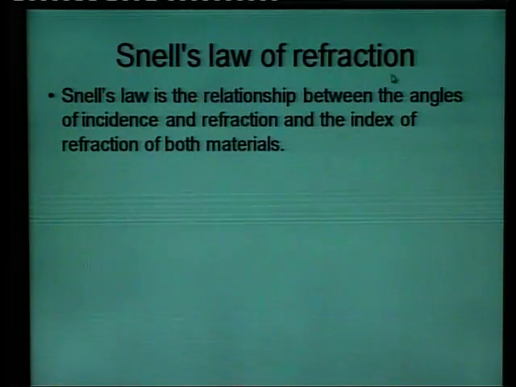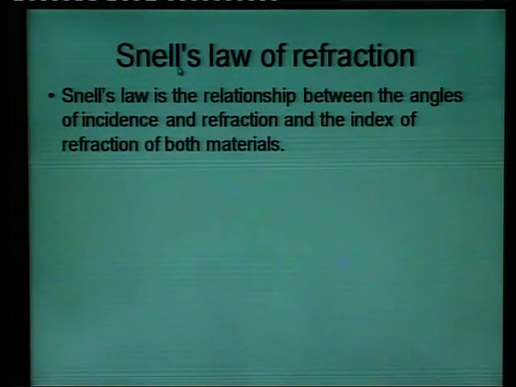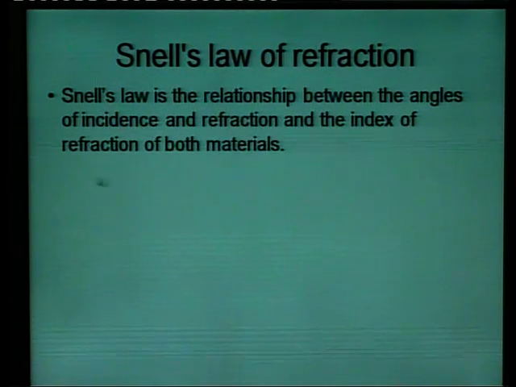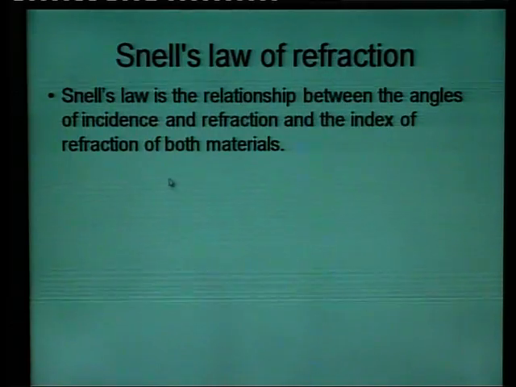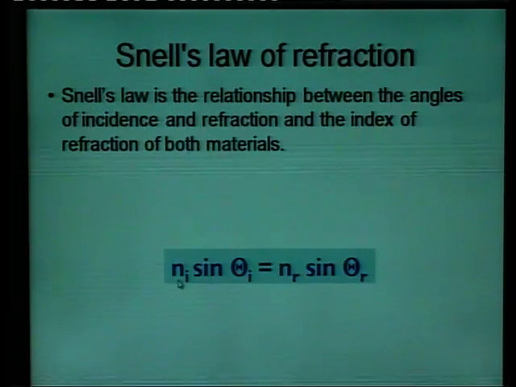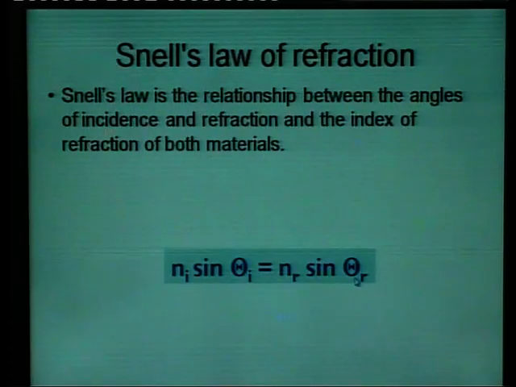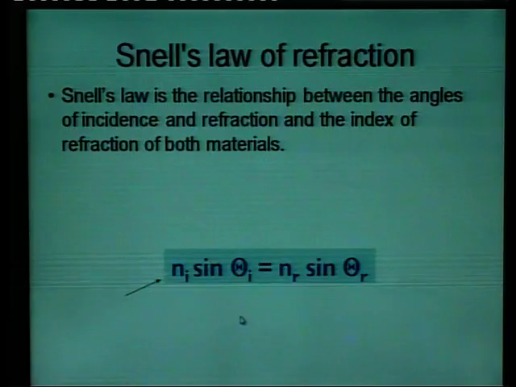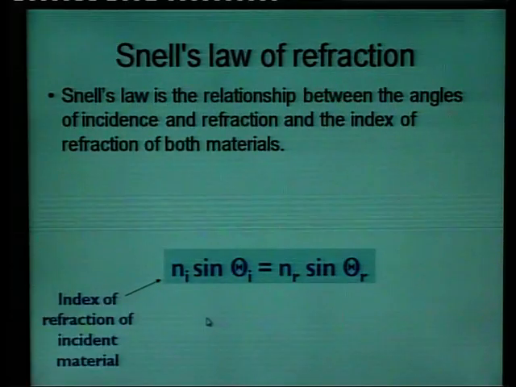Now this Snell's law of refraction, we will see, we can represent it in different ways. So just see, Snell's law is the relationship between the angles of incidence and refraction and the index of refraction of both materials. So this is a relation between angles and refractive index of the two mediums. So Ni sin theta i is Nr sin theta r, where i stands for incident and r stands for refraction. This is one form of Snell's law, but it can be written in other forms also. Now we will discuss all those forms one by one.